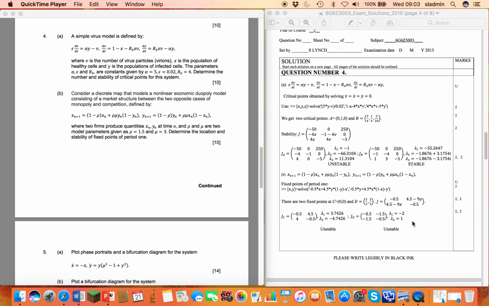Remember, we have a problem with this one. Lambda 2 is 1. It's neither stable nor unstable. But because one of the eigenvalues here is unstable, overall, this fixed point is unstable. And that concludes the solutions to question number 4.